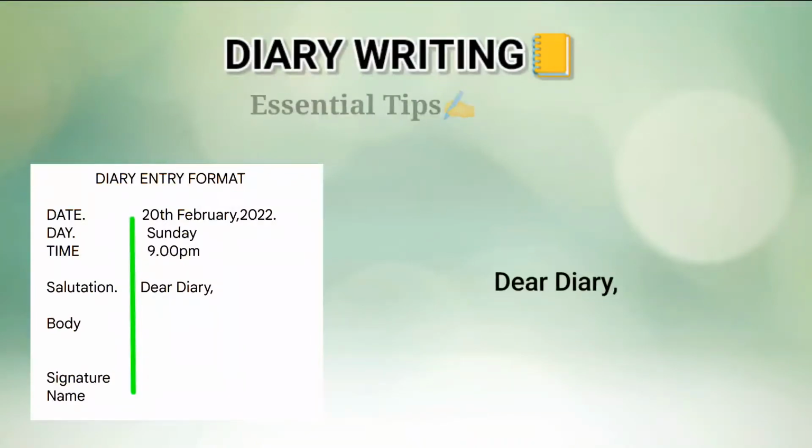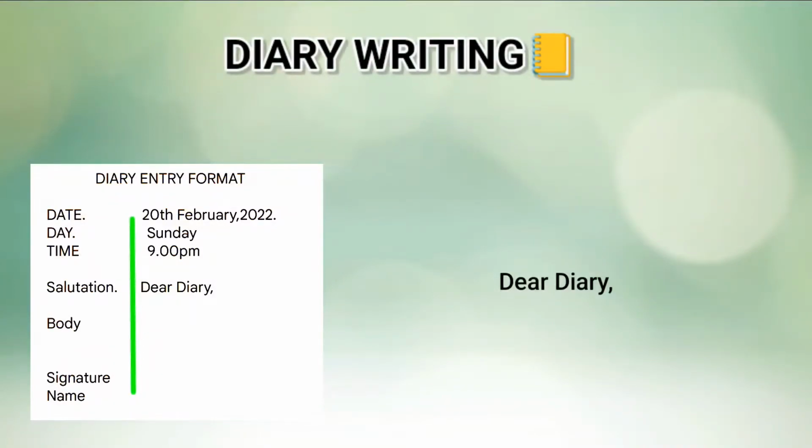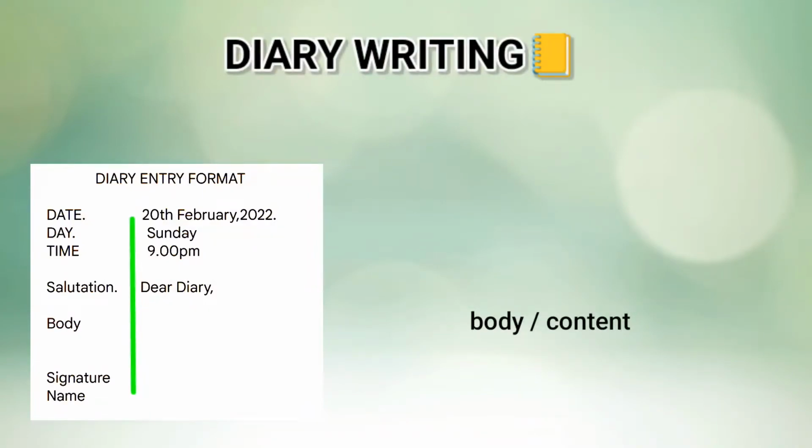Leave a line and then write Dear Diary. Put a comma after writing DD. Leave a line and start the content or body. Usually one paragraph is enough while writing the answer to the question. The exact number of words will be given to write. It might be 100 or 150 words. Follow the instructions and write accordingly. Do not write more than the given number of words. Marks can be reduced.